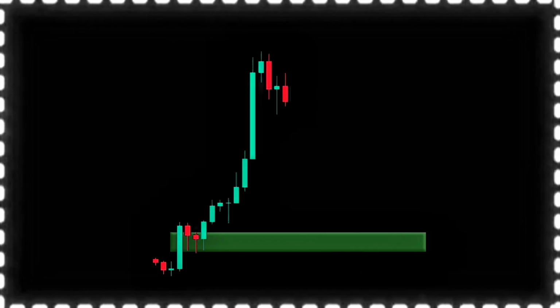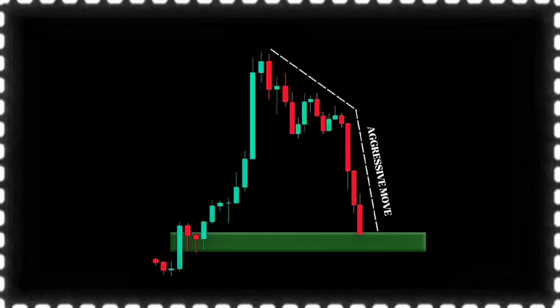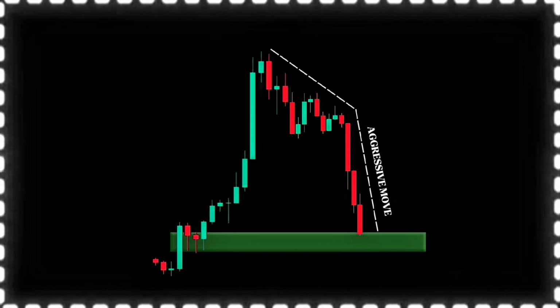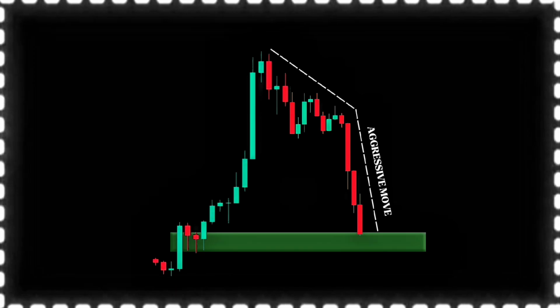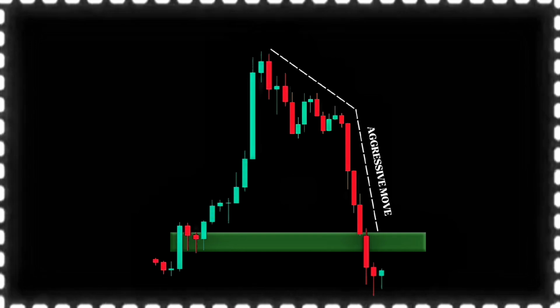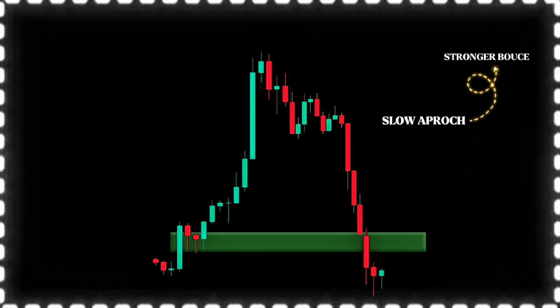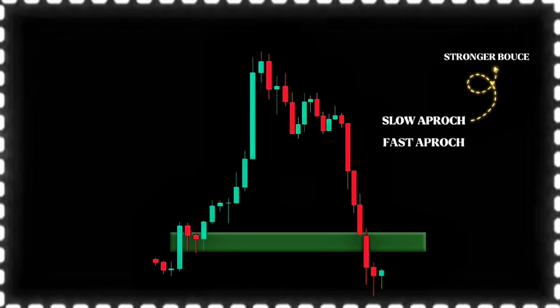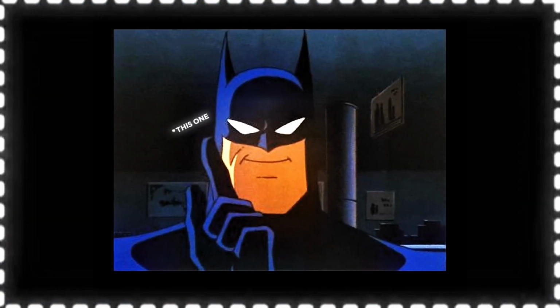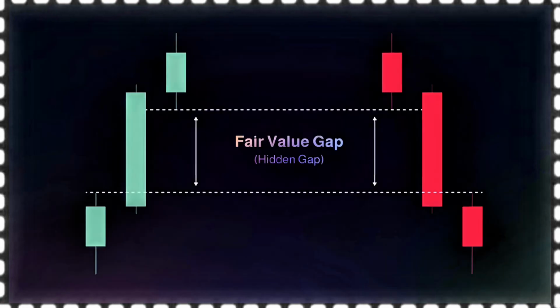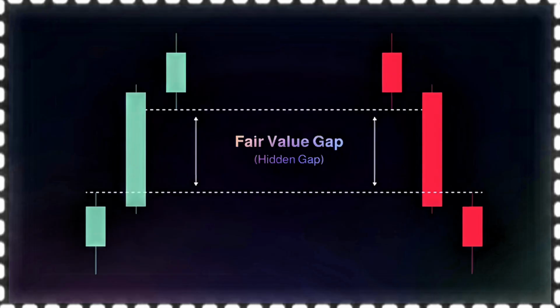But if the price is aggressively falling straight into the zone, avoid entering, because in that case, buyers don't even get time to defend that level, and the probability of reversal drops significantly. So remember, slow approach, stronger bounce. Fast approach, weaker reaction. Now, this one is a game changer. If you spot a fair value gap, FVG, connected to your zone candle, that's a strong confirmation.